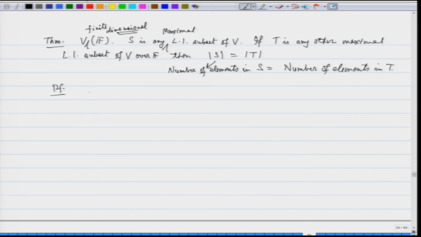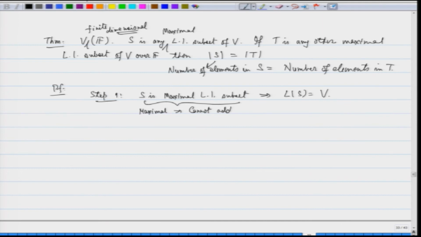And the proof is simple. Is that ok? So, let us try to understand this. Two steps are there. Step 1, S is maximal linearly independent subset implies linear span of S is whole of V. Can I say this? Fine. So S is maximal linearly independent. What does it mean? I cannot add any other vector. All right, fine. So maximal implies cannot add any new vector to S to maintain linear independence. All right, fine.